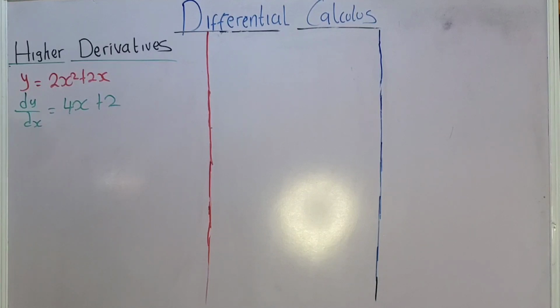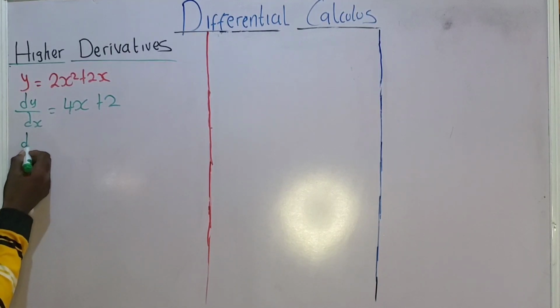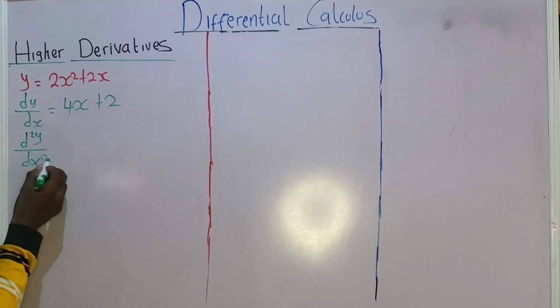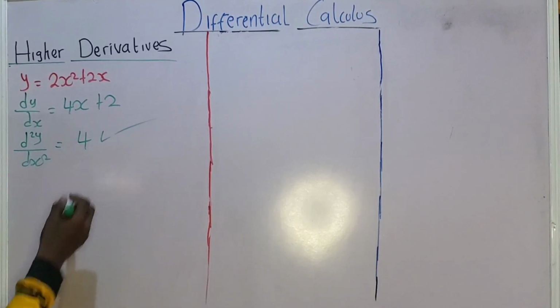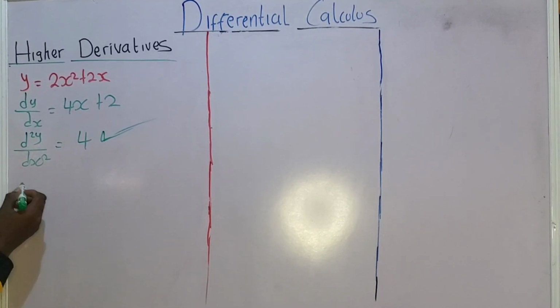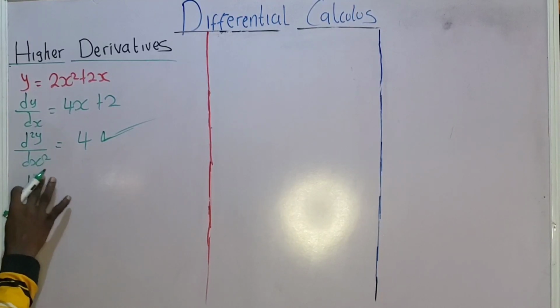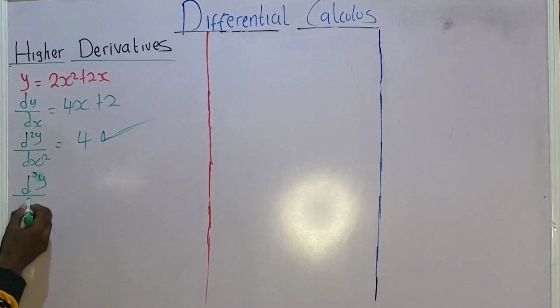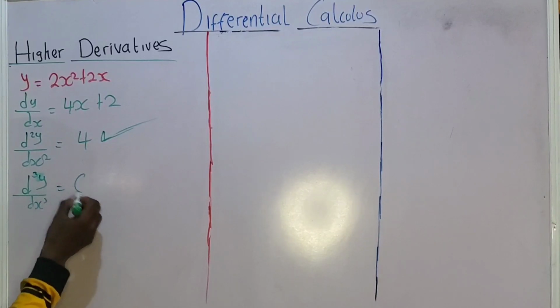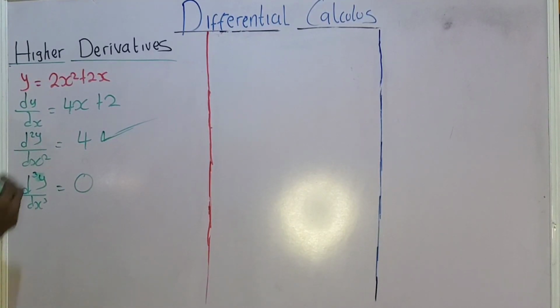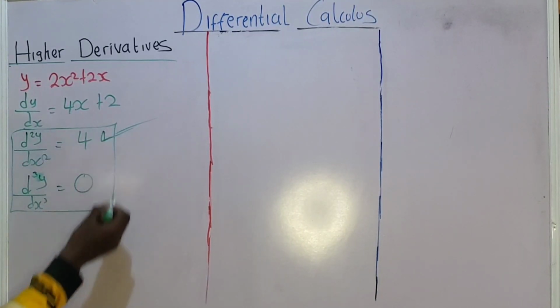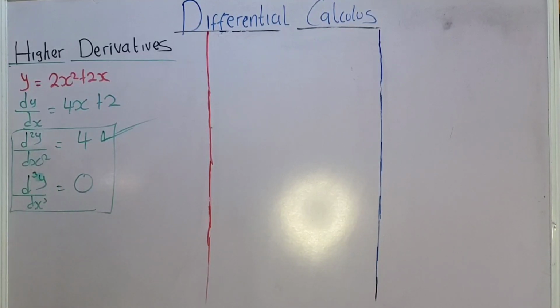Okay, now listen. If I'm to obtain the second derivative of this function, I'm going to have d squared y over dx squared equals 4. That is the second derivative. And if I'm to obtain the third derivative, I'm going to have d cubed y over dx cubed equals 0. You can see now. So both of them are called higher derivative, because a higher derivative by definition refers to the derivative of a function that has already been differentiated.